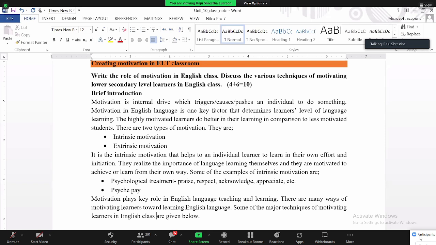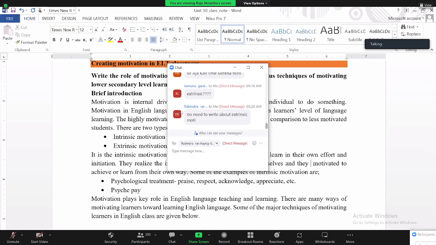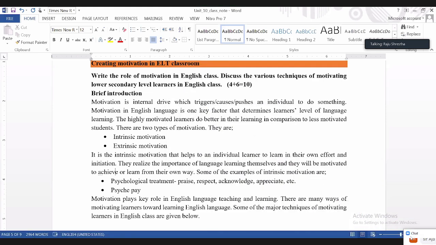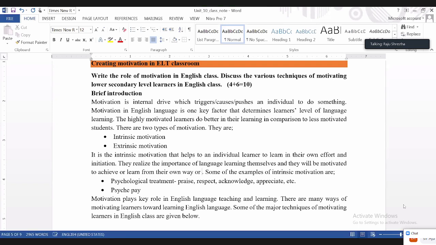It is intrinsic motivation that helps an individual learner to learn through their own effort and initiation. They realize the importance of language learning themselves, and they will be motivated to achieve or to learn through their own effort.